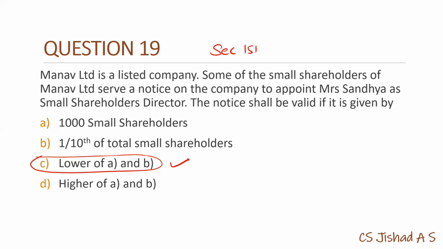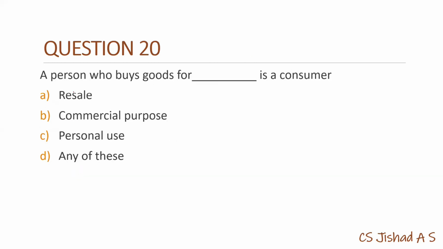So we'll move to question number 20. A person who buys goods for dash is consumer. So this is coming under Competition Act 2002. As per section 2 clause F, a person who is buying the goods for resale, commercial purpose and personal use can be said to be consumer. So our answer will be any of this.